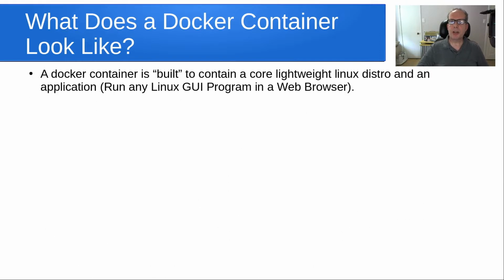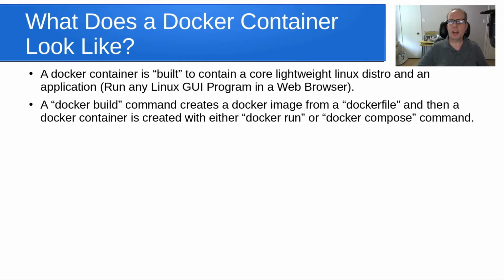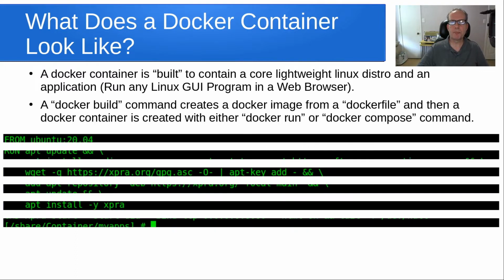So a Docker container is built to contain a core lightweight Linux distro and an application. A good example of that is my presentation entitled Run Any Linux GUI Program in a Web Browser, where I showed how to build a custom Docker container. So a Docker build command creates a Docker image from a Docker file, and then a Docker container is created with either the Docker run or the Docker compose command.